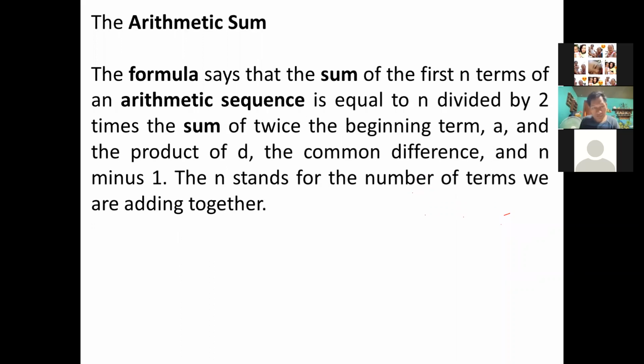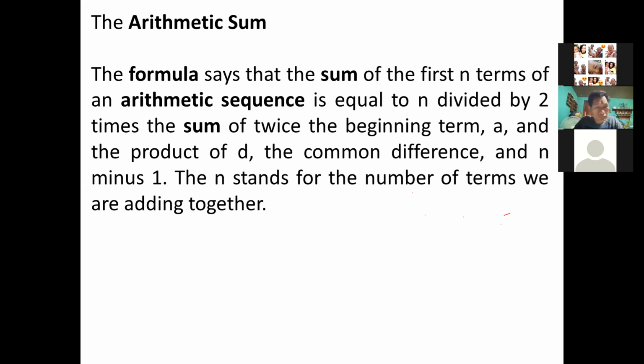So, the arithmetic sum. May formula tayo ng arithmetic sum. Halimbawa, ang sequence na ibinigay ko, 6 ang magkakasunod. So, hanapin natin ang sum ng mga magkakasunod na yon. The formula says that the sum of the first n terms of an arithmetic sequence is equal to n divided by 2 times the sum of twice the beginning term, a, and the product of d, common difference, and n minus 1. The n stands for the number of terms we are adding together.